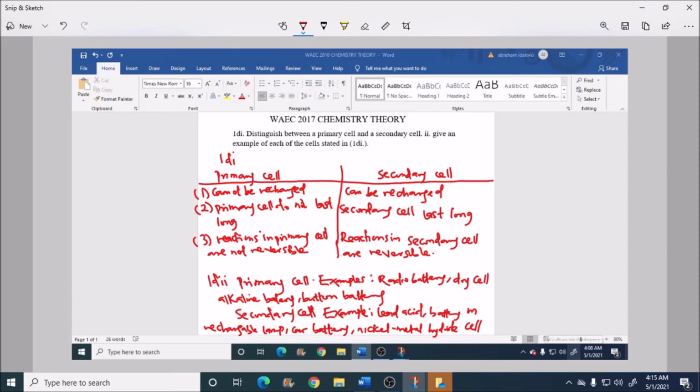Like we have the primary cell examples to be the radio battery, dry cell, alkaline battery, then button battery, and so on. Then the secondary cell examples are lead acid, battery in rechargeable lamp, car battery, and nickel metal hydride cell. So these are the examples of primary and secondary cell asked. So we have answered the differences between a primary cell and a secondary cell. Then in Roman figure 2 as well, we have answered the question asked, that is, we have stated the examples of the primary cell and the secondary cells.